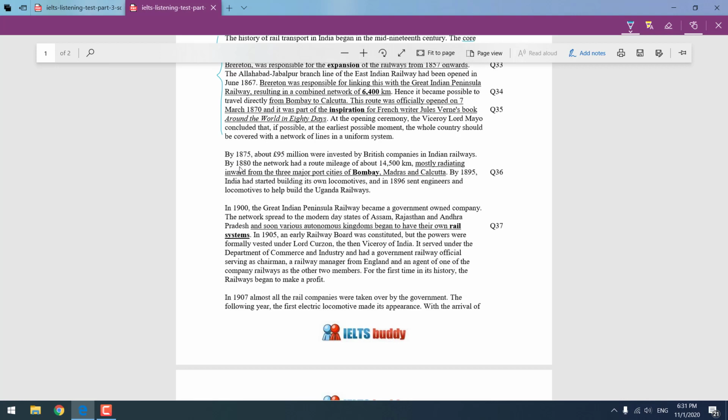Mostly radiating inward from the three major port cities of Bombay, Madras, and Calcutta. By 1895, India had started building its own locomotives, and in 1896 sent engineers and locomotives to help build the Uganda railways.